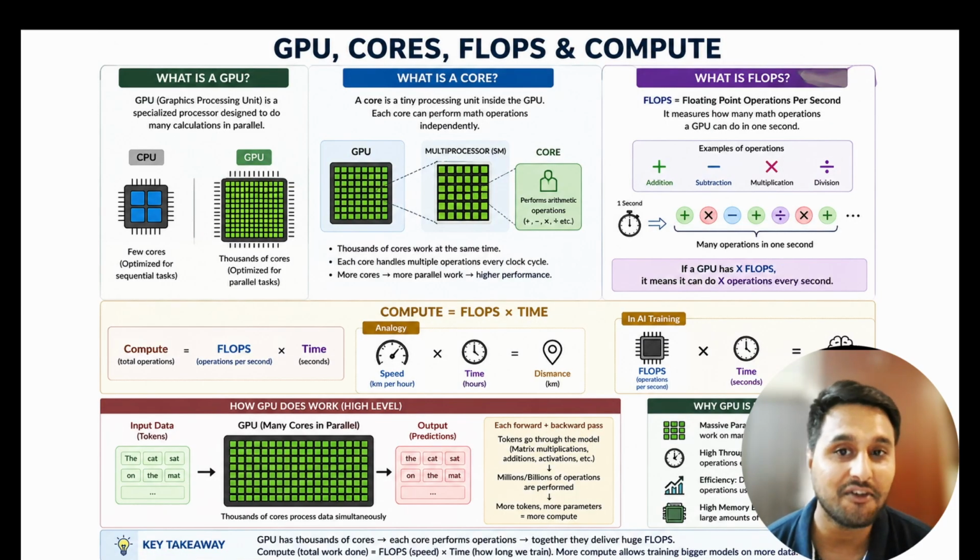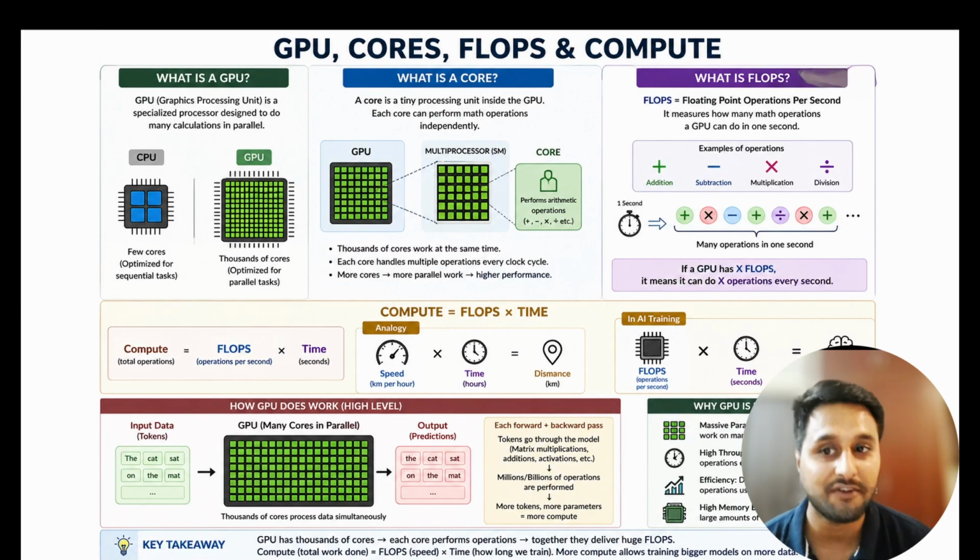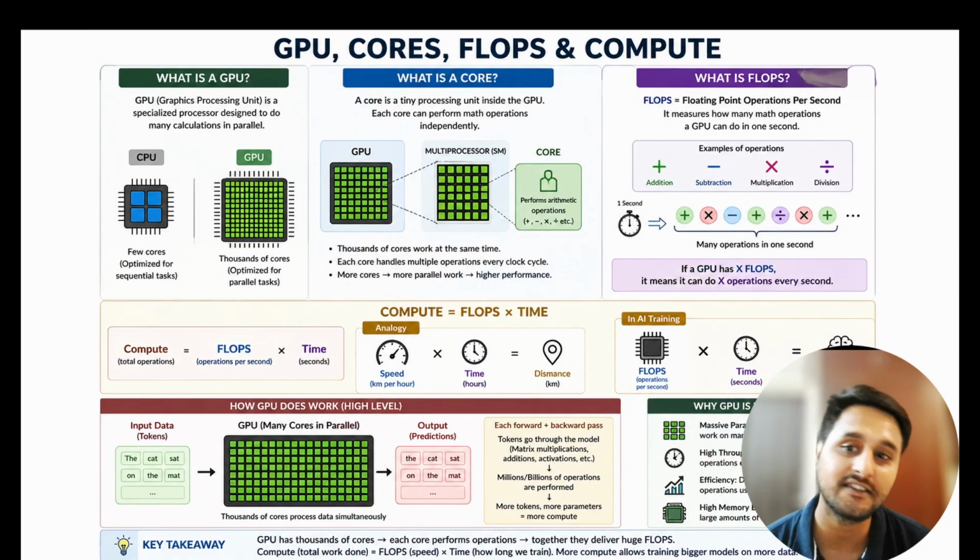What do I mean by sequential task? That the first mathematical operation is done first. Once it completes, then the second. Once the second completes, then the third. So this is sequential processing. But in GPU, there is parallel processing. Multiple mathematical operations are happening in parallel due to these cores.